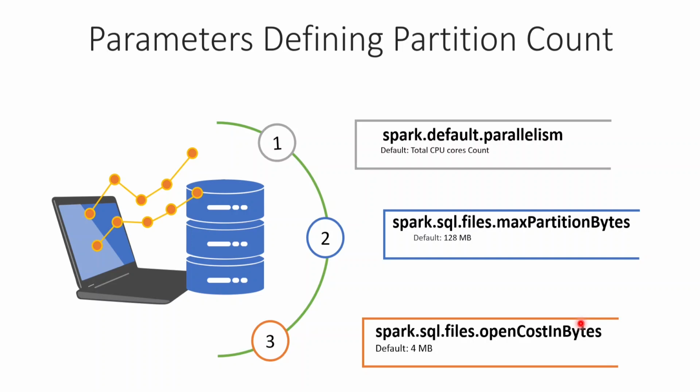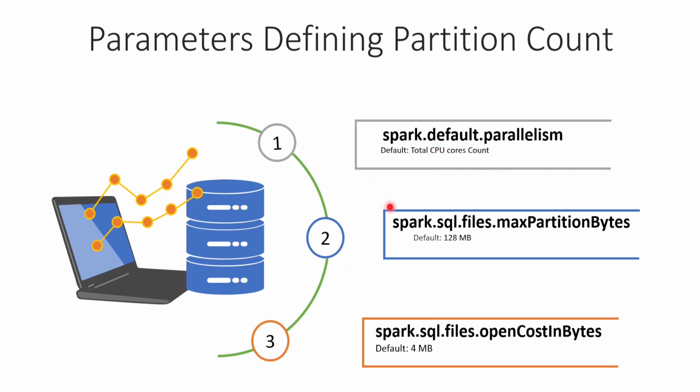The first one is spark.default.parallelism. This is one of the important Spark configurations, and the default value is the total CPU core count. Let's say we have one worker node with one executor which has 10 cores, which means this parameter spark.default.parallelism will be 10. But this is customizable. We can change it to 20, 30, but by default, the value is the number of cores.